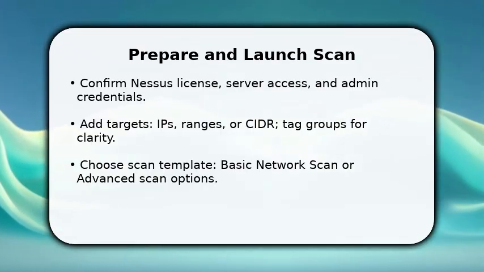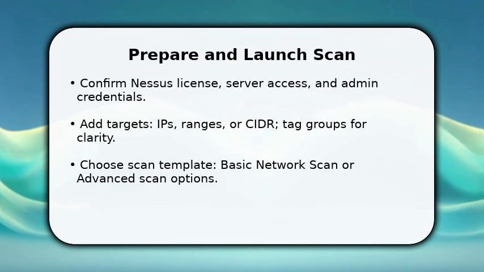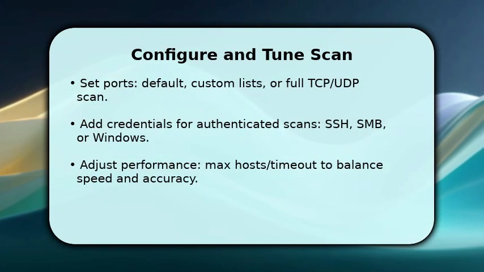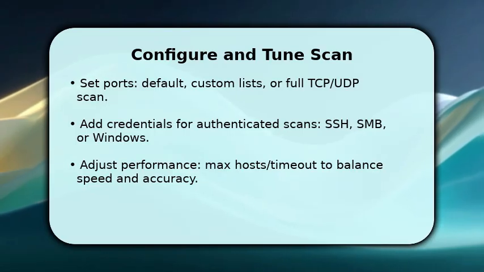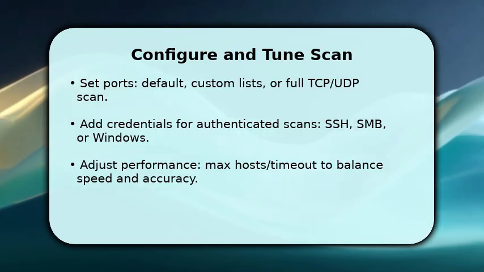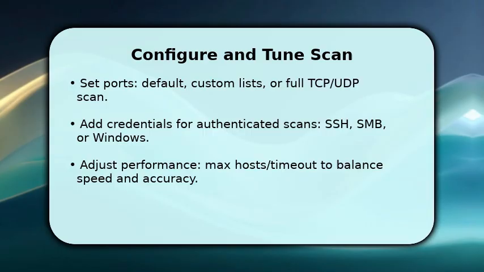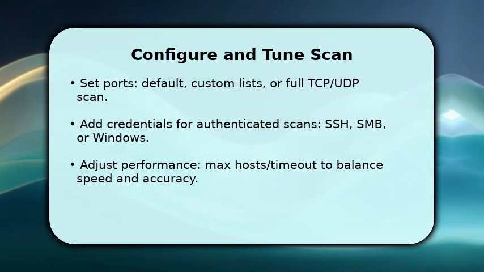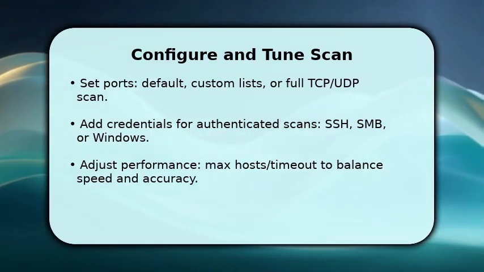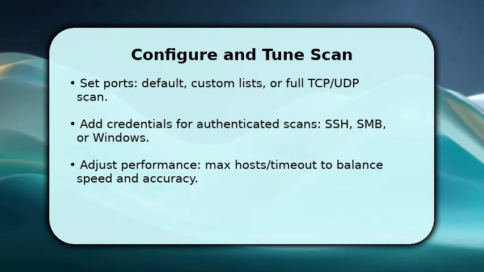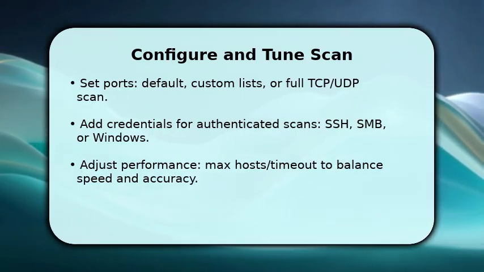You now configure specifics. Open the scan editor and set port scanning. Choose default, a custom list, or full TCP/UDP depending on risk. Make sure to add credentials for authenticated checks. Provide SSH keys, SMB, or Windows domain creds so Nessus can validate patch levels and config issues.